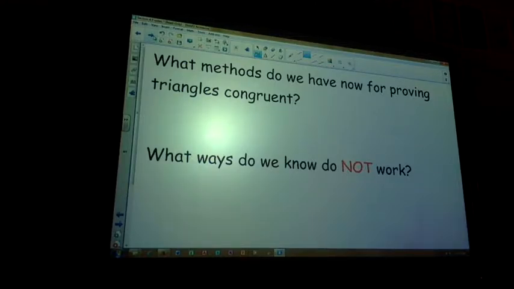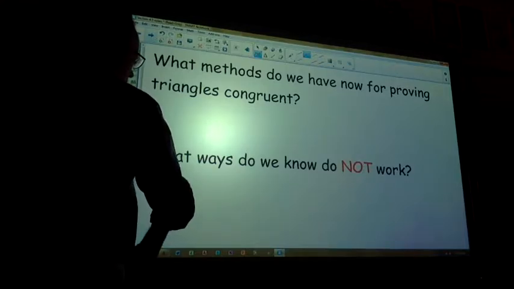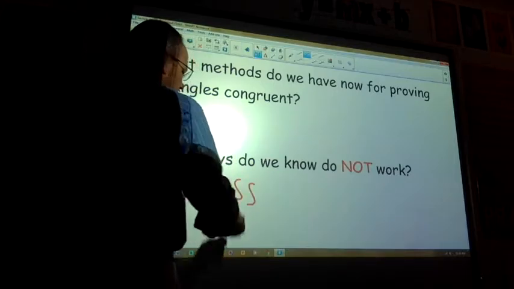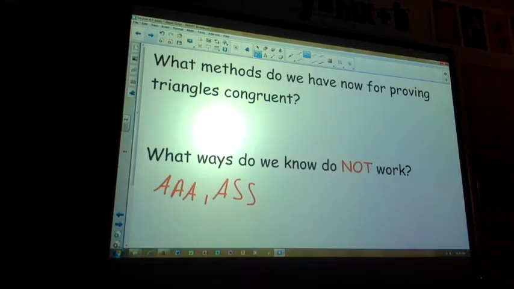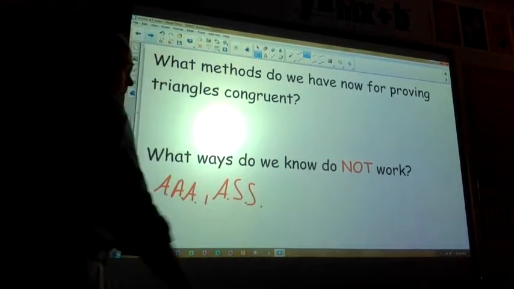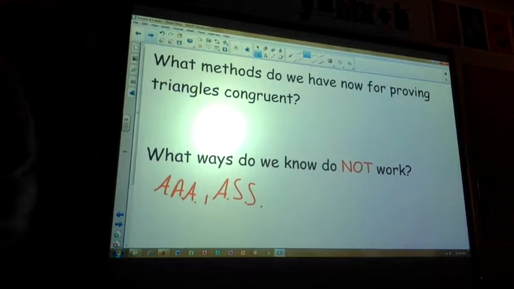What ways do not work? Angle angle angle, and our favorite, side side angle. Okay. Angle angle angle doesn't work. But we did see one way that side side angle does work, and that happens to be one of the ways when we have the hypotenuse leg that tends to work.